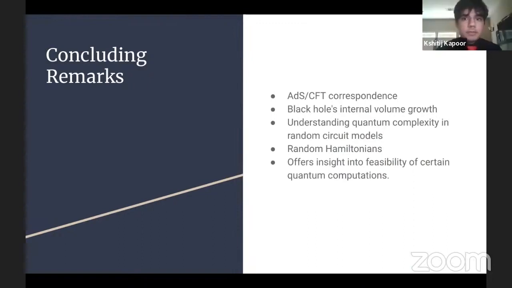So just as some brief concluding remarks, ADS-CFT correspondence explains the duality of quantum complexity in black hole geometry. Black holes' internal volume can grow beyond polynomial time saturation of entropy, and therefore understanding quantum complexity in random circuit models helps characterize black hole evolution. Bounding complexity in random circuits reveals the truths about behaviors of random Hamiltonians, and all of this offers insight into the feasibility of certain quantum computations.